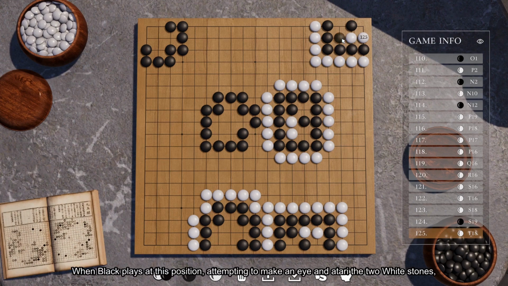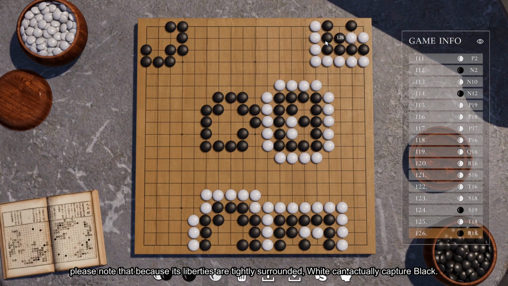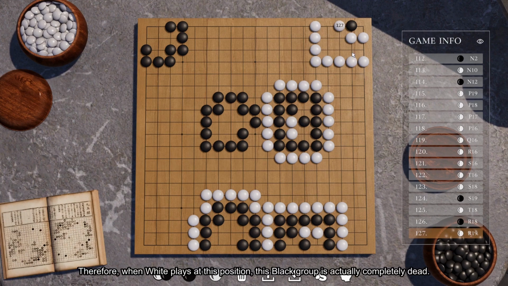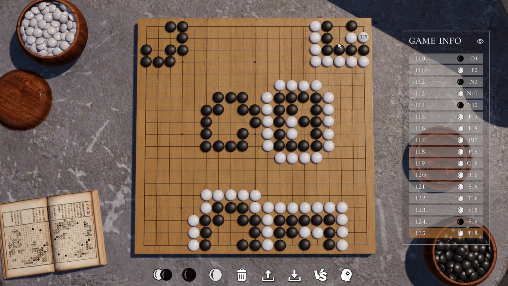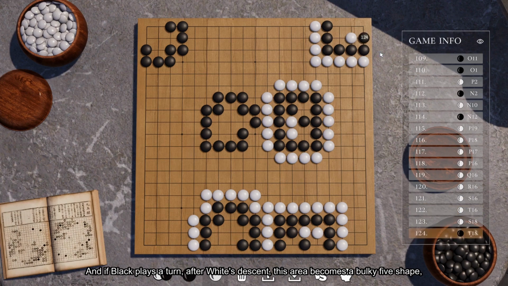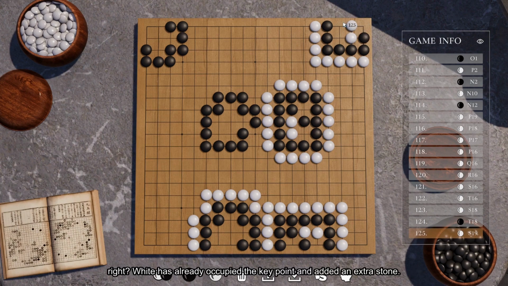When black plays at this position, attempting to make an eye and atari the two white stones, please note that because its liberties are tightly surrounded, white can actually capture black. Therefore, when white plays at this position, this black group is actually completely dead. Okay, as we just discussed, this move doesn't work because the liberties are too tight. Black has no way to make an eye here. And if black plays a turn after white's descent, this area becomes a bulky 5 shape. Right, white has already occupied the key point and added an extra stone.